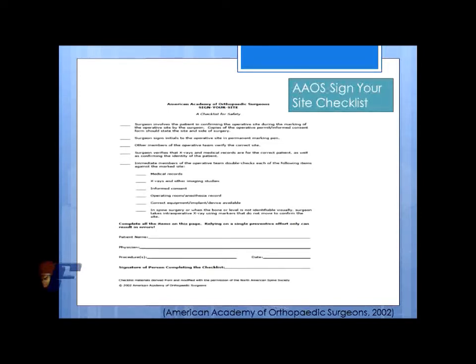Another part of the checklist is that immediate members of the operative team double check each of the following items against the marked site. So they have to check medical records, x-rays, other imaging studies, operating room record, informed consent, the correct equipment, implant devices that are available, and so on and so forth. And then at the bottom of the checklist, it requires that you complete everything on it, and it has the patient name, the physician, the procedures that are performed, the date, and then the signature of the person that's completing the checklist.